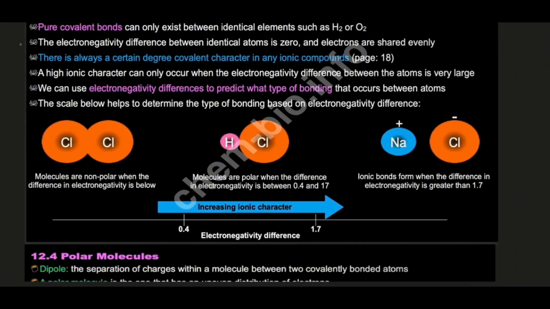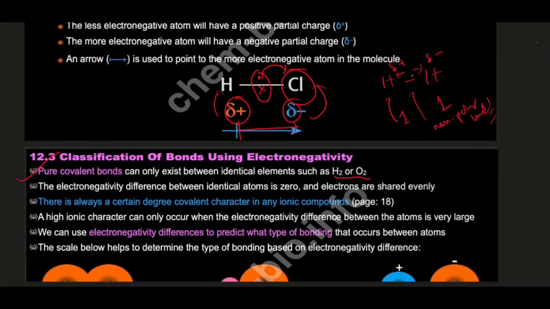For example, pure covalent bonds can only exist between identical elements such as hydrogen or oxygen. The electronegativity difference between identical atoms is zero, and the electrons are shared evenly. In this case, H and H, but here the electrons are not shared evenly due to the difference in electronegativity.